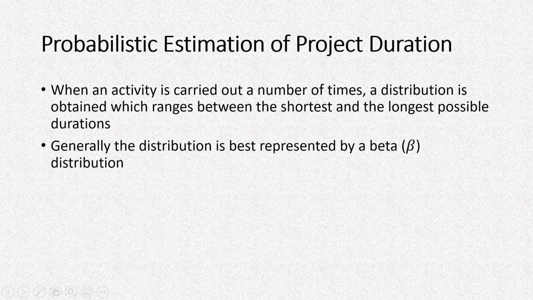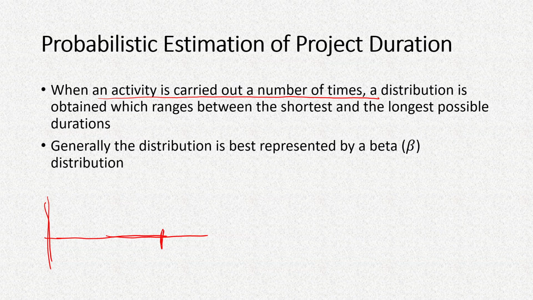So in probabilistic estimation of project duration, the basic understanding is that when an activity is carried out a number of times, suppose the same activity is carried out by different people at different places, then a distribution is obtained. That is, sometimes the activity will be completed in a shorter time, sometimes in a longer time, and most of the times it will be completed within a duration which is between the shortest and longest possible durations. So, if we find the distribution, suppose this is the timeline.